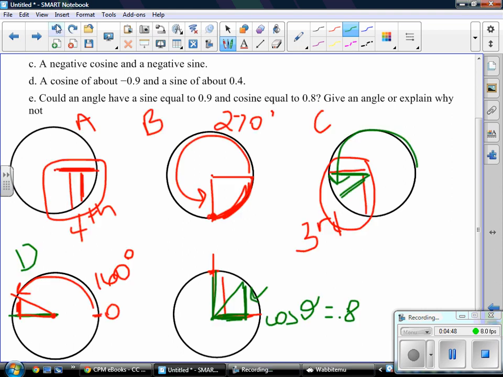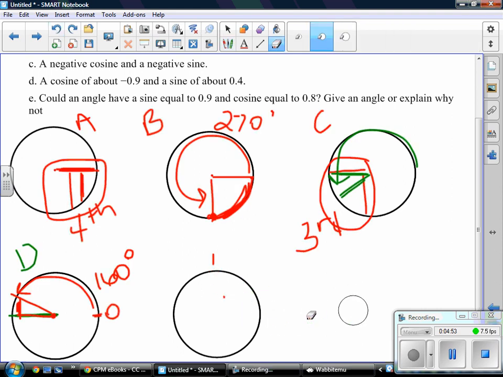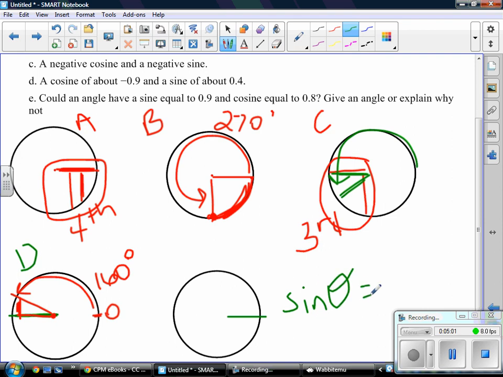And let's put our stuff back on there. I just wanted to clean this circle off. So now if I just focus on the sine, I want my sine of theta to be 0.9. So that's nearly straight up and down, pretty close to here. So I'll draw in my triangle. This distance right here is very close to 1. So look at this triangle.